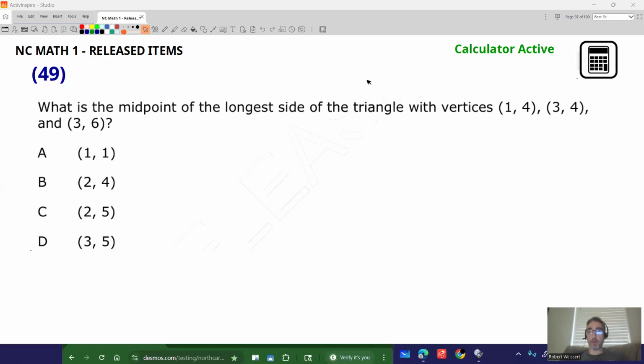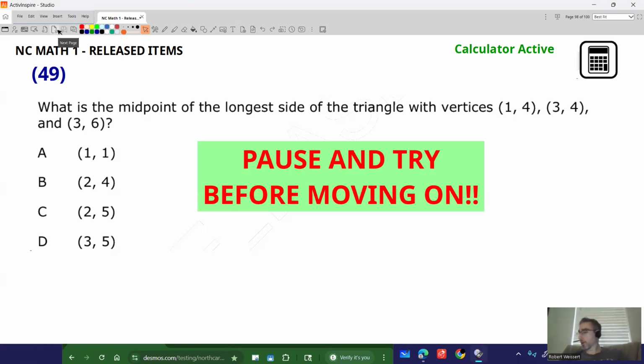NC Math 1, release items, question 49 from the calculator active section. What is the midpoint of the longest side of the triangle with vertices (1, 4), (3, 4), and (3, 6)? Pause it, try it before you move on. And we're going to go over this in 3, 2, 1.